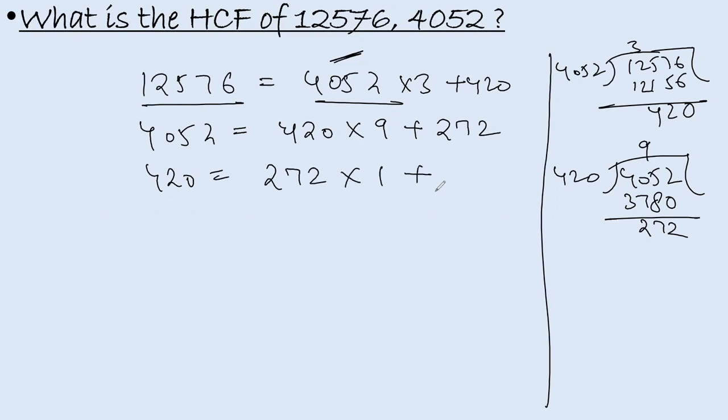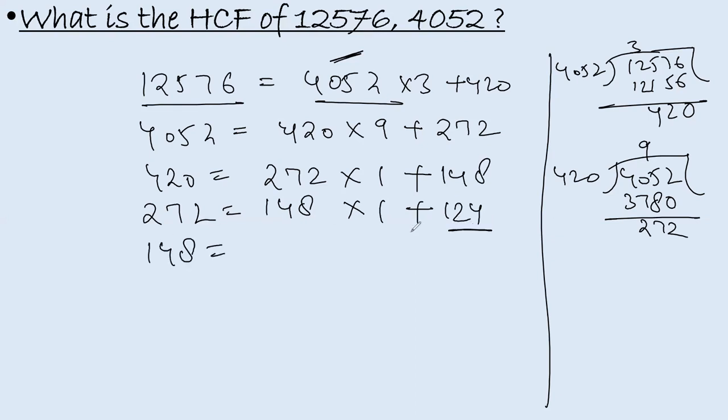So it will be by 1. 272 ones are 272, and the remainder is 148. Okay, now also the remainder is not 0, so again, repeat the process. Again by 1. And 272 minus 148 is how much? It is 124. Again, repeat the same process, 148, and this is the divisor, again by 1, and the remainder is 24. So 124 divided by 24, it will go by 5.